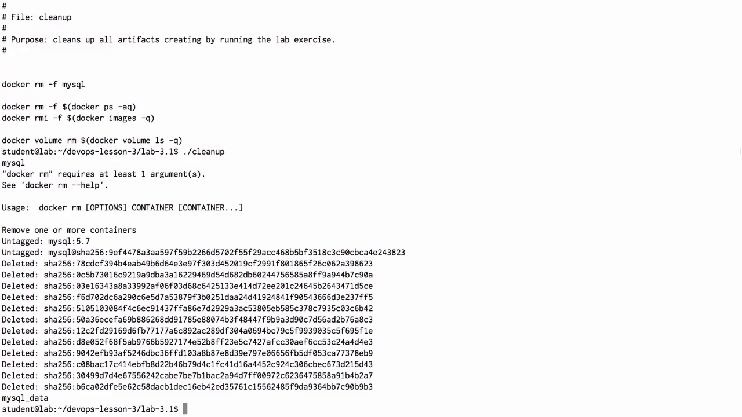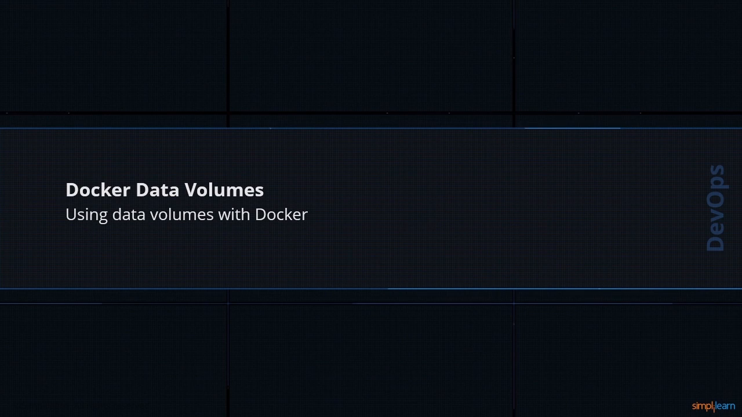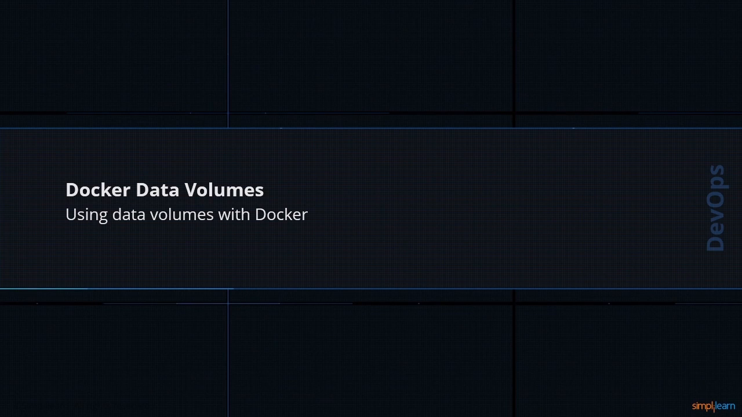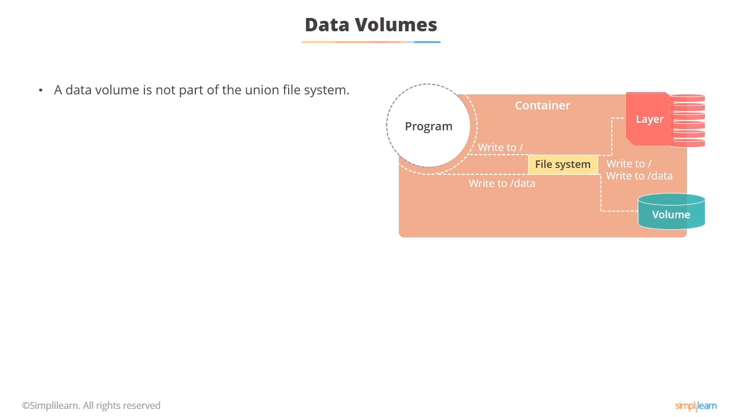Docker data volumes is the next session. We've actually done this before. We've actually used Docker data volumes already. This is going to show you what is possible and go into a little bit more detail about how these things work. A Docker volume is not part of the Union file system. It's just a mount point, basically, on the writable layer that is created inside the container.